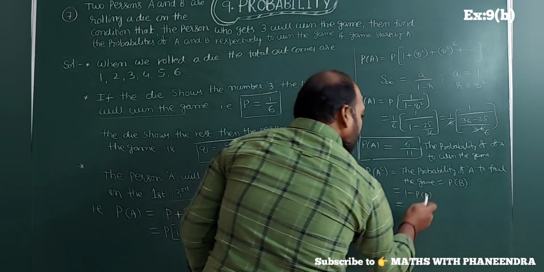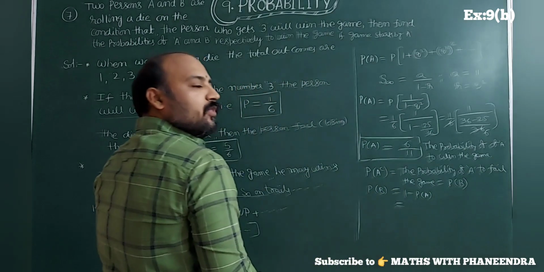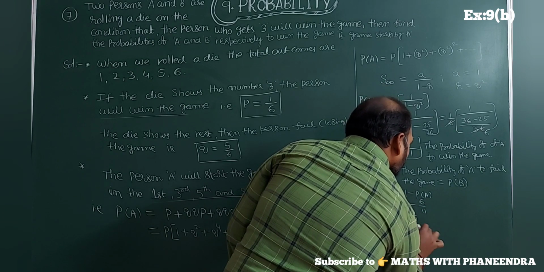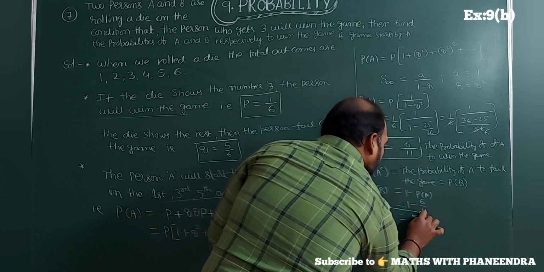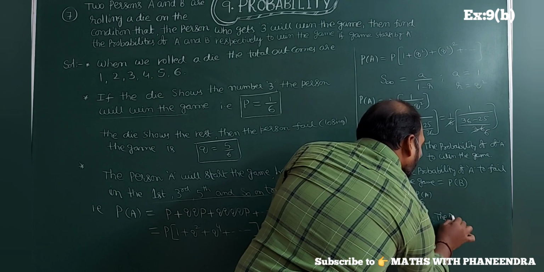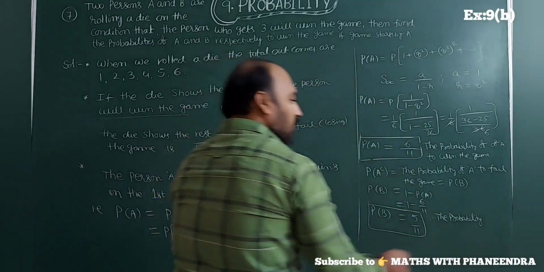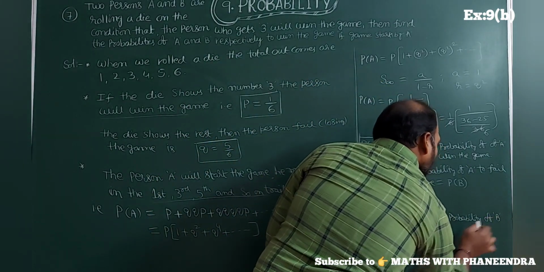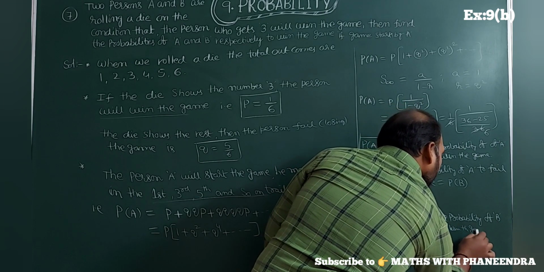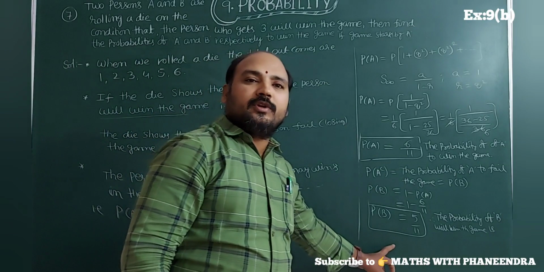That is equal to P of A complement, which means P of B only. 1 minus 6 by 11 is equal to 5 by 11. So the probability of person B to win the game is 5 by 11. I hope you understand, dear students.